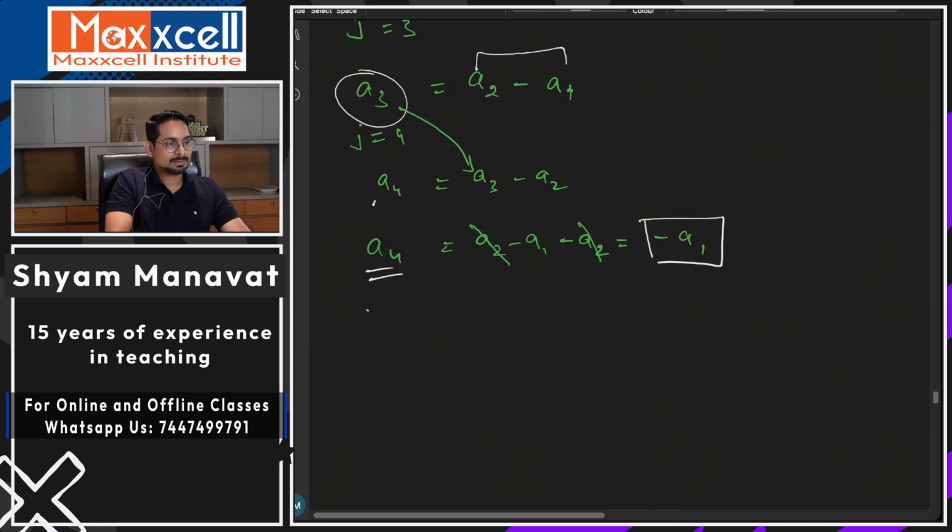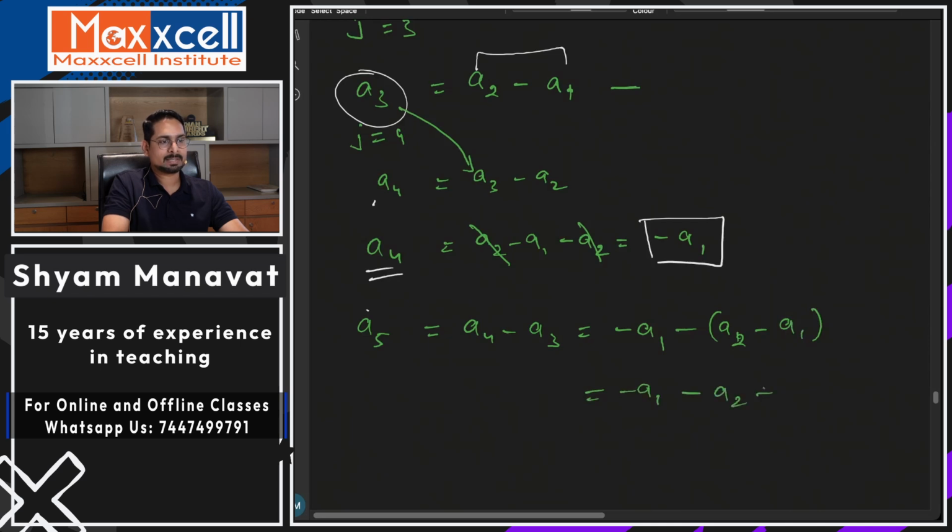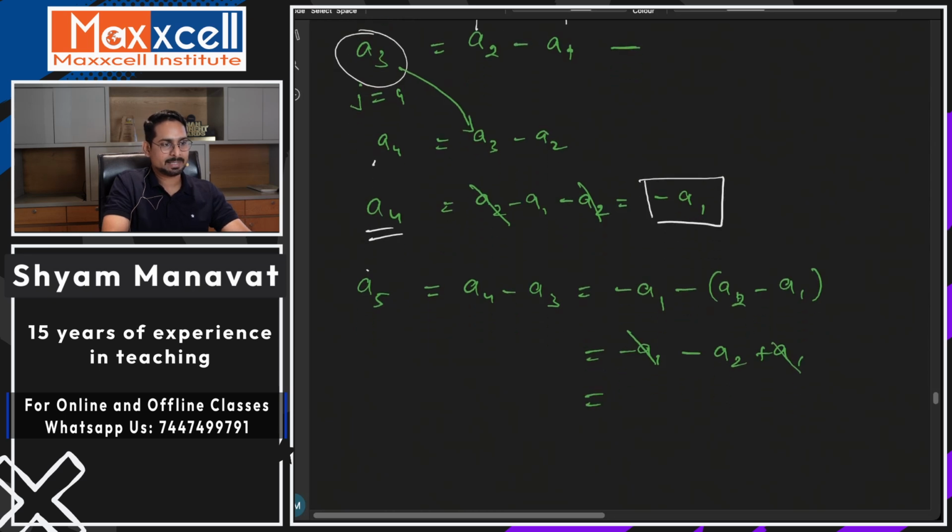Okay, let's go further. We have a5, which is a4 minus a3, right? Now a4 we got to know is minus a1. a3 is what? a3 is a2 minus a1. So here, a2 minus a1. If I open the bracket, I get minus of a1 minus a2 plus a1. So here again I can cancel this and say this a5 is nothing but minus of a2. Okay, this is a5.